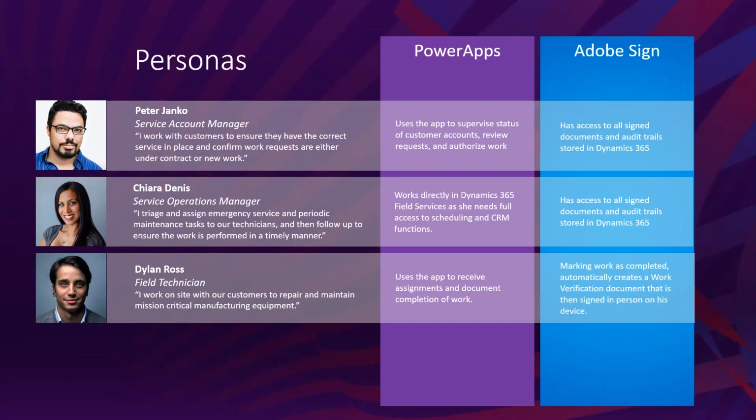We've got three different personas here. We've got Peter, we've got Miss Dennis, and we've got Dylan. And as you can see, all of the different ways PowerApps are used pertaining to each. So with Peter, he's going to use PowerApps to supervise status of customer accounts, review requests, and authorize works, the different works that are going on. He has access to all of the signed documents and audit trails stored in Dynamics 365.